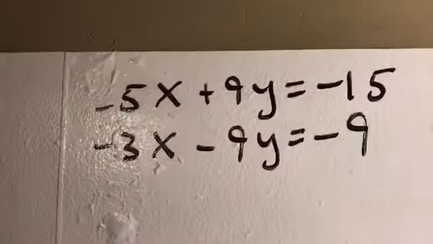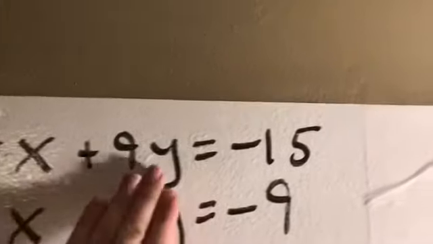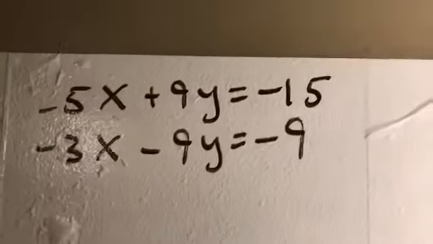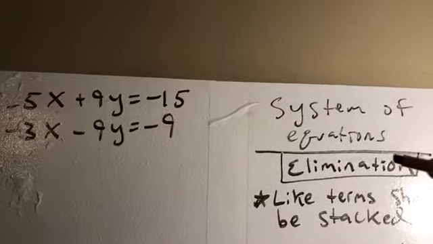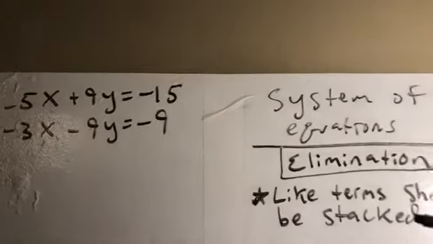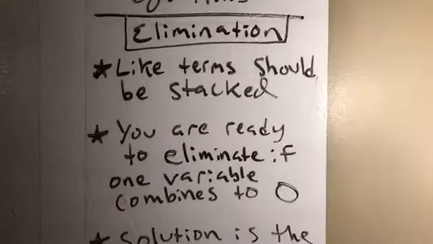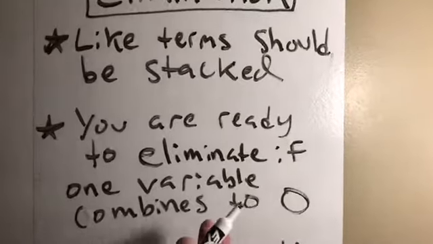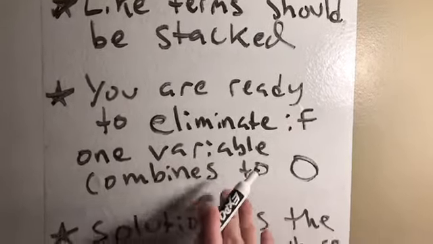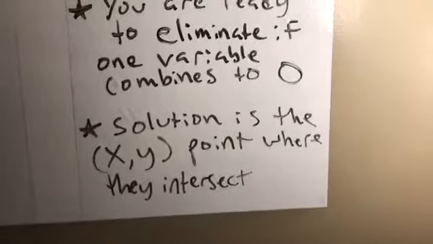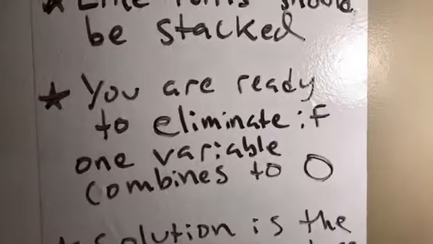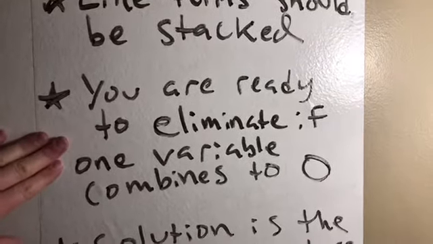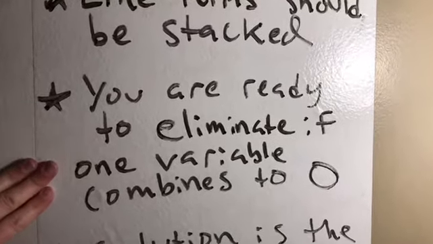So if I look over here, I see that my x's, my y's, my equal mark, and my regular numbers are all stacked on itself. So I know that this is going to be a possible elimination problem because my like terms are stacked. Now you know you're ready to eliminate if one variable is going to combine to 0. And as a reminder, when we solve a system, it's the xy point where they intersect. So let's get back here. We're only ready to eliminate if one variable combines to 0.